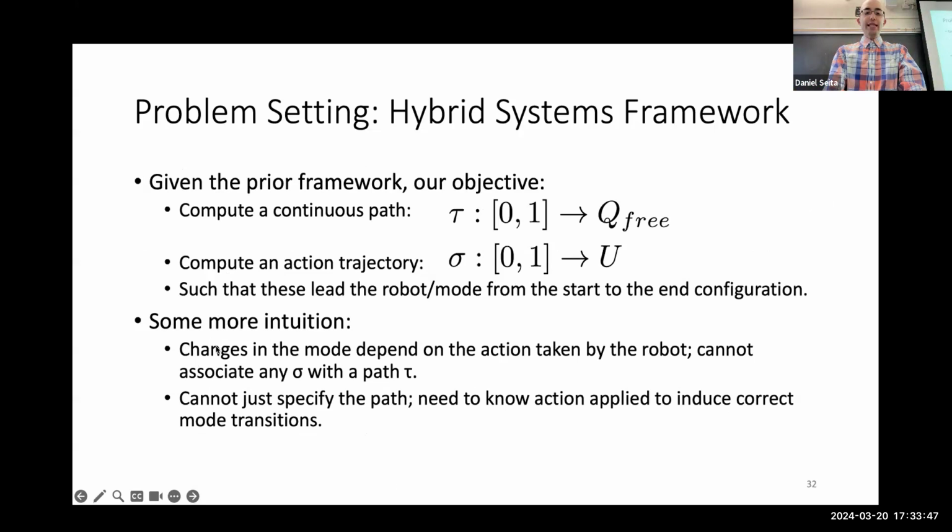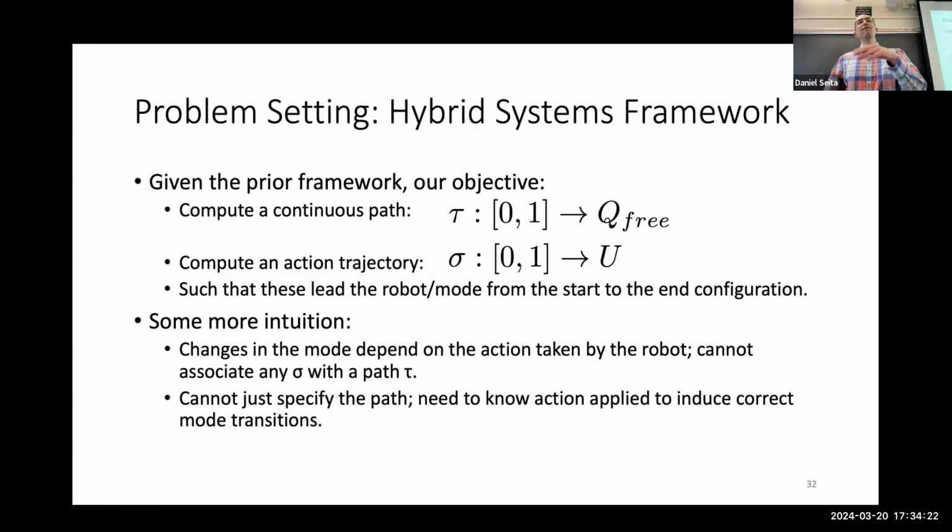So the changes in the mode depend on the action taken by the robot. That's why you cannot associate any sigma with a path. They go together. You have to know what action was applied to introduce the correct mode transition, which might then determine what's the free configuration state given that mode. So these things are very intertwined.